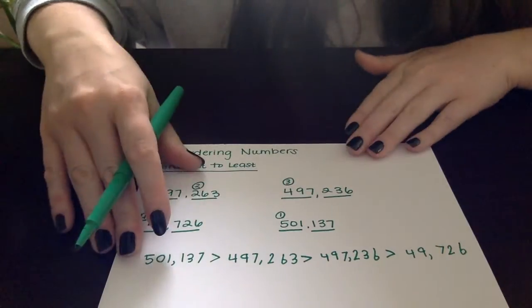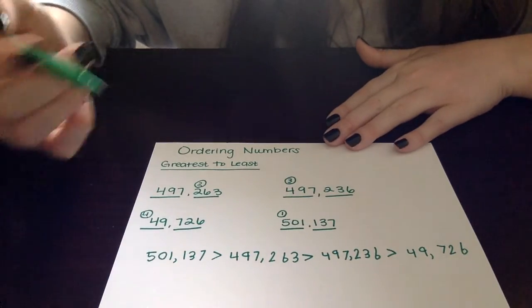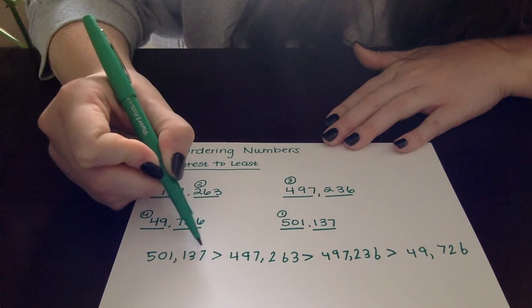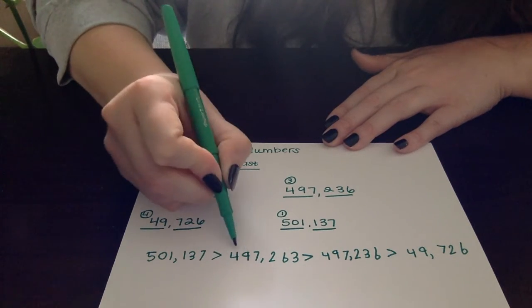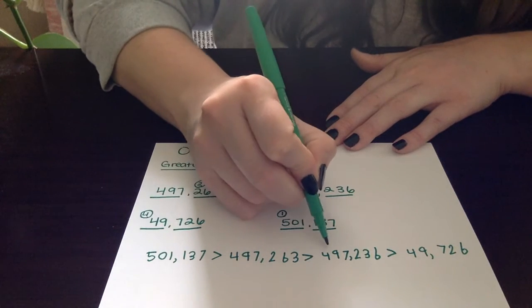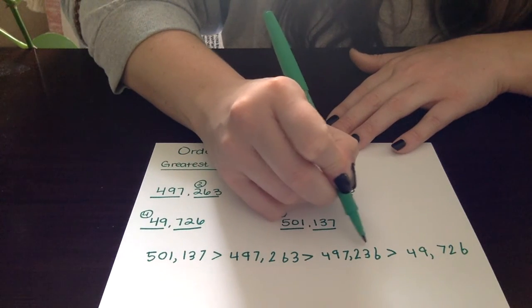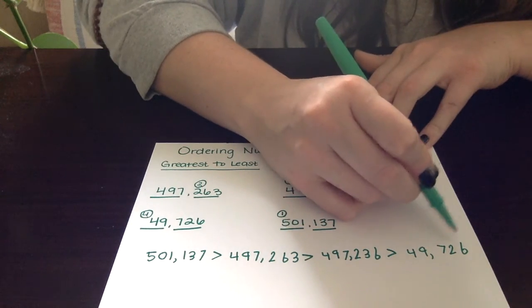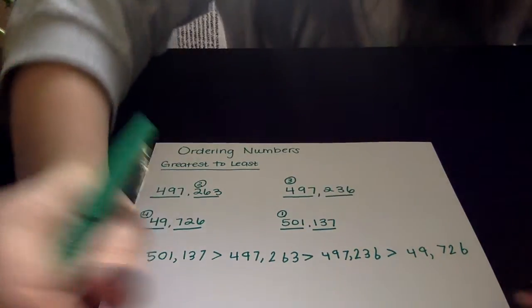Now, if I read this all out, I can confirm that I have it in the correct order from greatest to least. 501,137 is greater than 497,263, which is greater than 497,236, which is greater than 49,726. There you go, completely ordered.